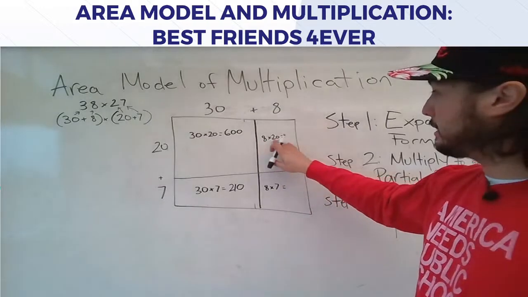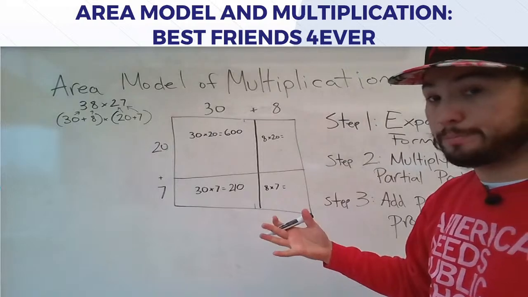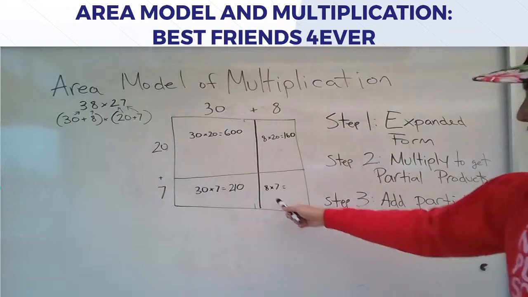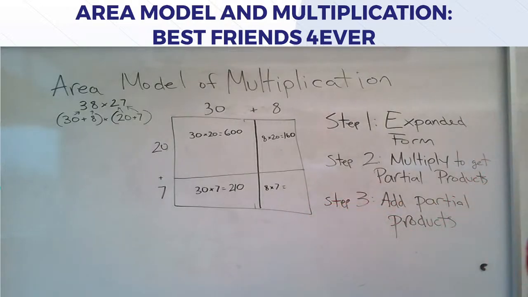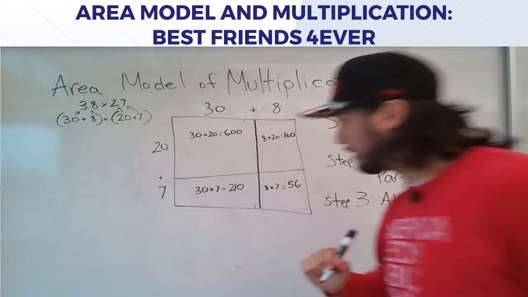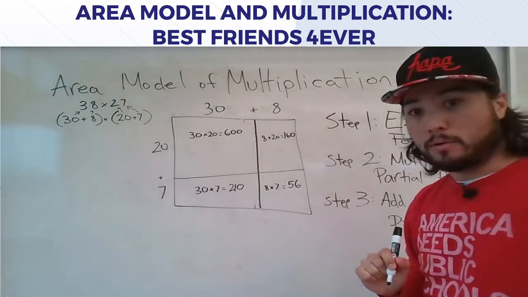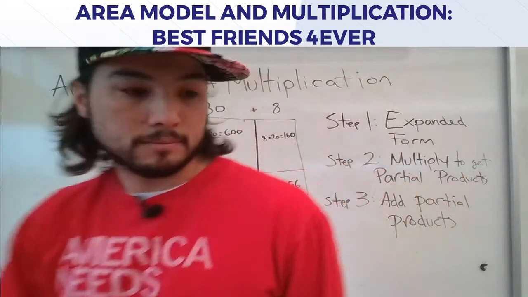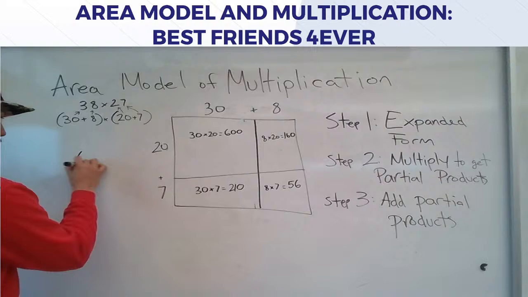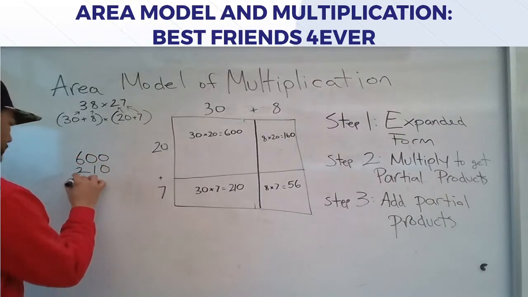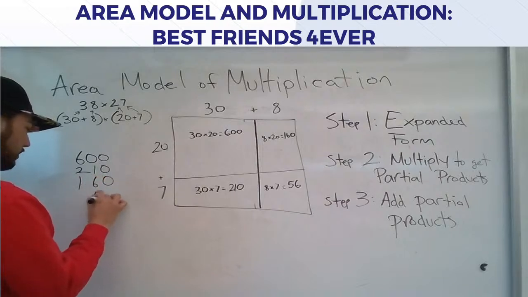Okay? 8 times 20, or 8 times 2, which is 16, times 10. And then 8 times 7. I don't have this one memorized, so I'm going to look at my multiplication chart over here. That's 56 is 8 times 7. Now, step 3, add your partial products together. So we're going to have 600 plus 210 plus 160 plus 56.